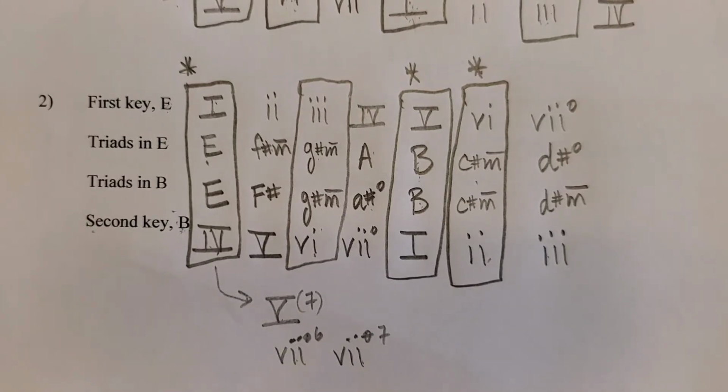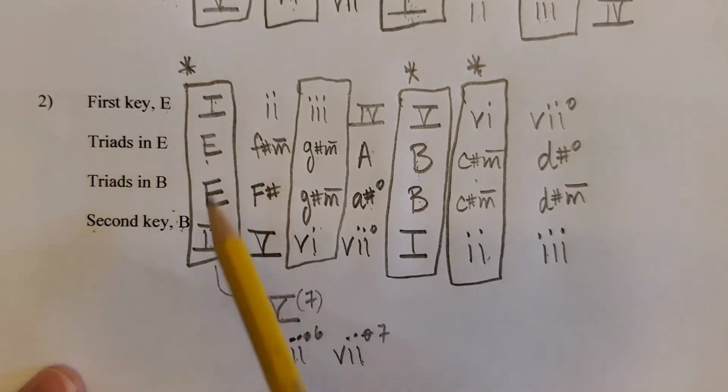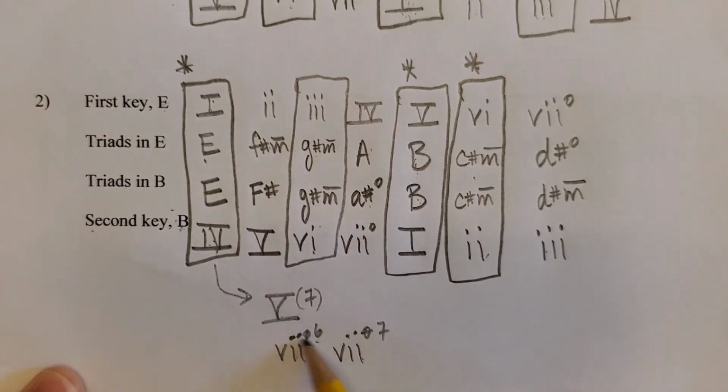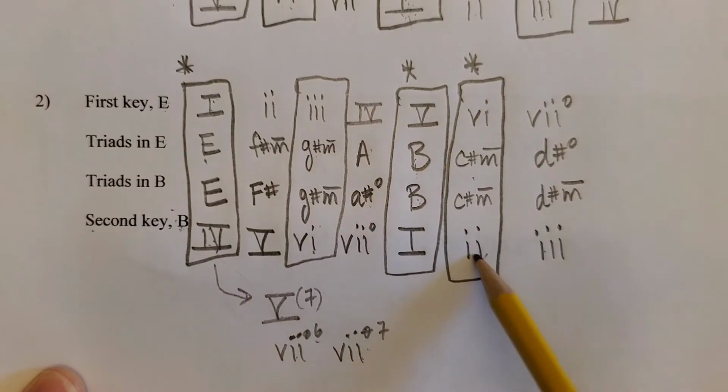Okay? All right, so 1 becomes 4, leads to the new 5, 5 becomes 1 and leads to the new 5, or 6 becomes 2 and leads to the new 5.